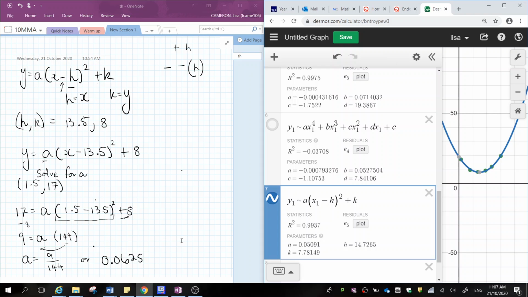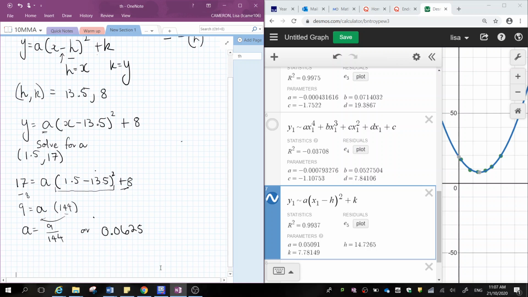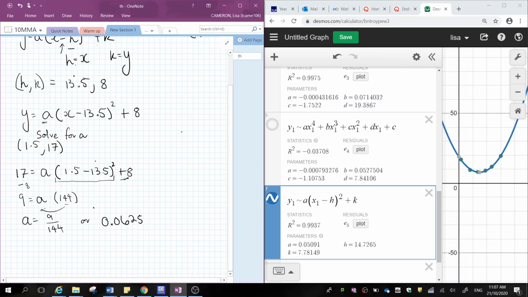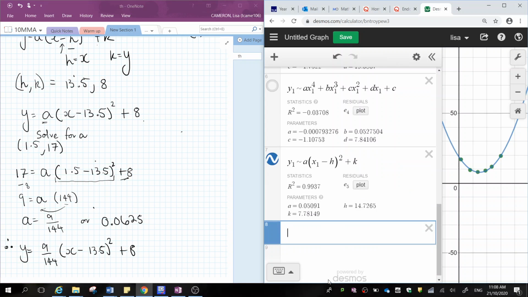These are things that you might want to compare when you are evaluating and verifying your results, because this is the one that the computer works out as your best turning point, this h and k value, and that's the best value for a. Okay, so therefore I found that my model is y equals 9 over 144 (x minus 13.5)² plus 8. So that's the one that I work out is the best one.